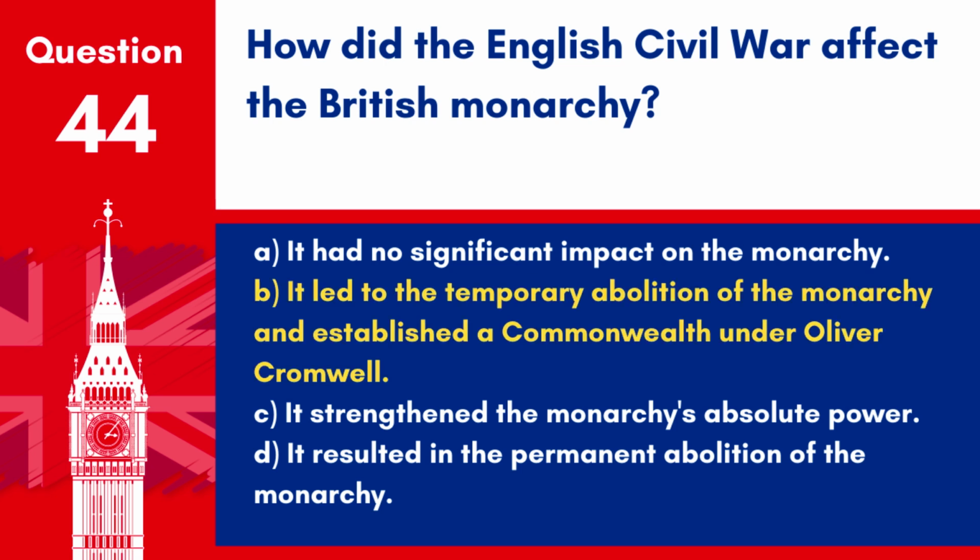Answer. B. It led to the temporary abolition of the monarchy and established a commonwealth under Oliver Cromwell. The English Civil War, 1642 to 1651, significantly impacted the British monarchy, leading to the execution of Charles I and a brief period where the monarchy was abolished.